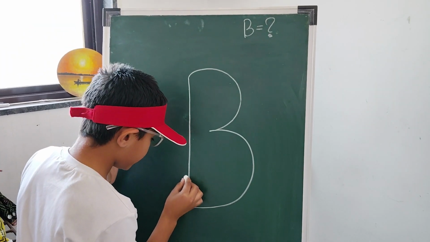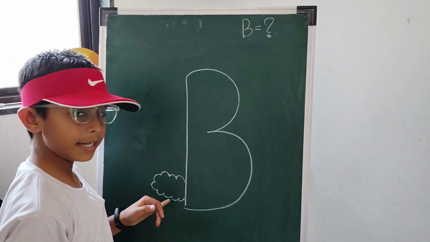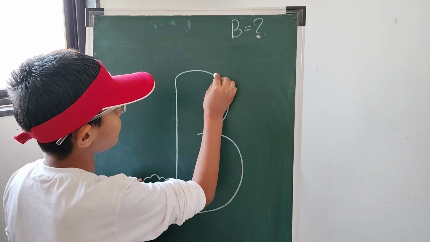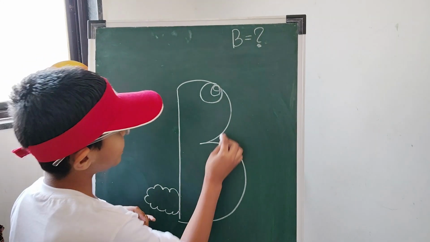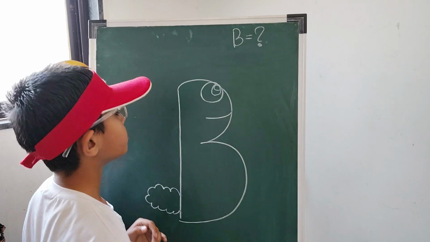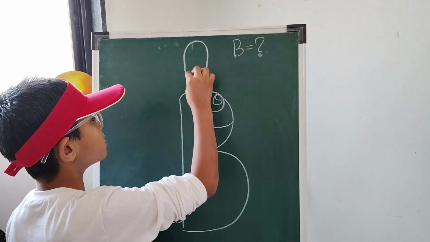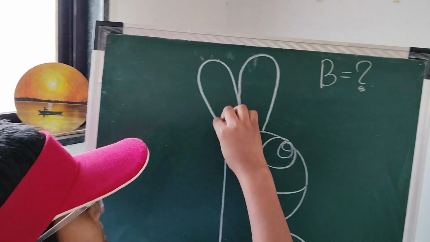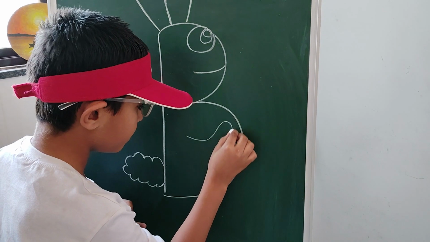So I will draw the tail first. This is the tail. Then we will draw the eyes. This is the mouth. And we are going to draw the ears now. These are the ears. And this is the hand.